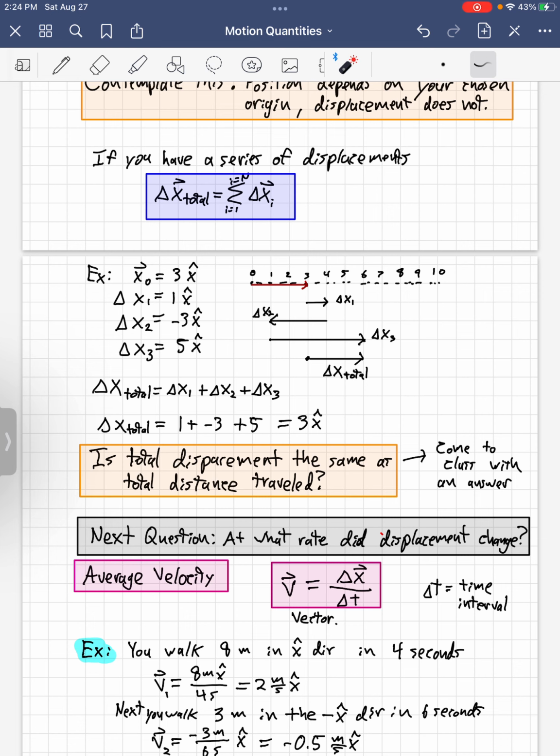Where have we moved from our original position? What is our change in position from our original position?